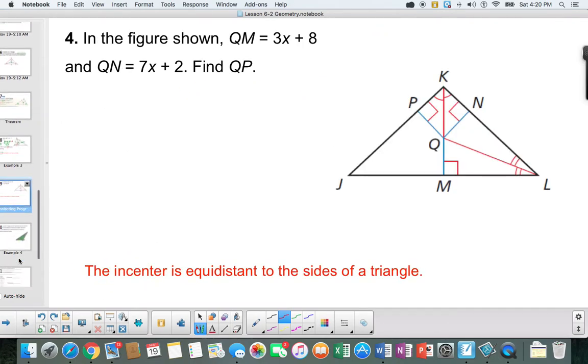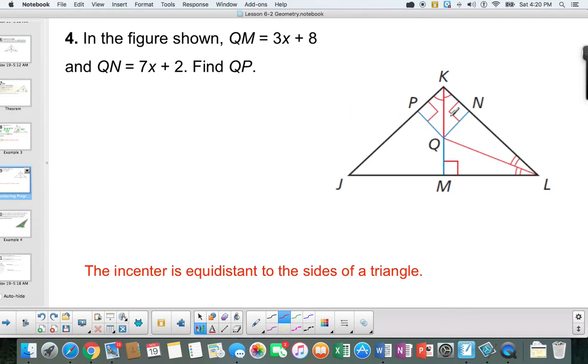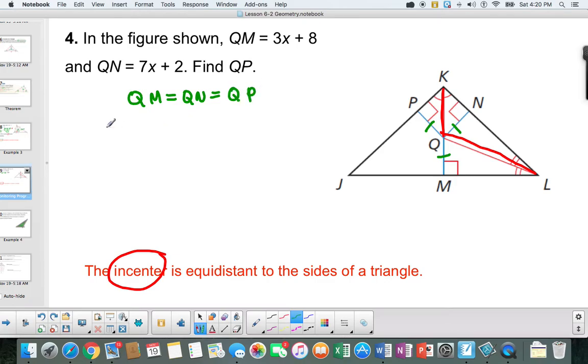All right, let's take a look at this. Now again, I see an angle bisector and I see an angle bisector. Angle bisectors create an incenter. An incenter is equidistant to all the sides. So all these distances are the same. So I know that QM is equal to QN, which is also equal to QP. So I can say 3x plus 8 is equal to 7x plus 2. So 6 is equal to 4x, and x will be equal to 3 halves, or you can say 1.5.